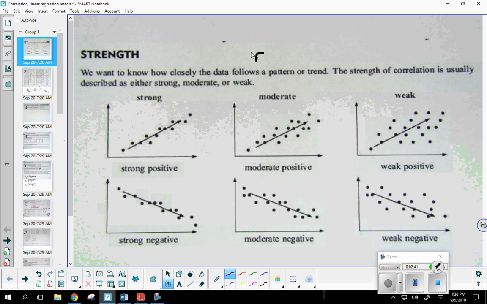Now, we're talking about the way the points are going to fall. We like to read these graphs from left to right. We always go from the smallest to the largest. So if the points seem to rise to the right, we say that's a positive correlation, and then we could continue to describe it by strong, moderate, or weak. If the points fall to the right, then we say that's a negative correlation, just like the slope of a line.